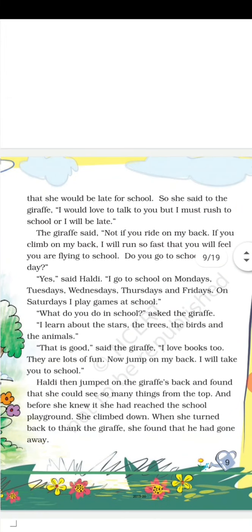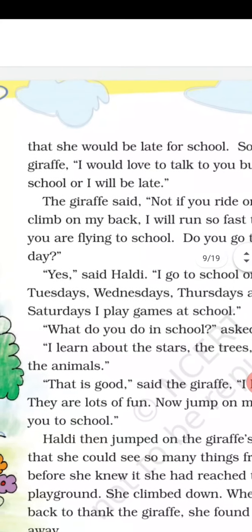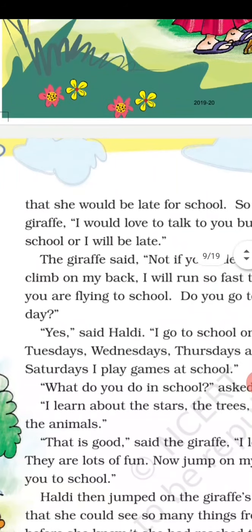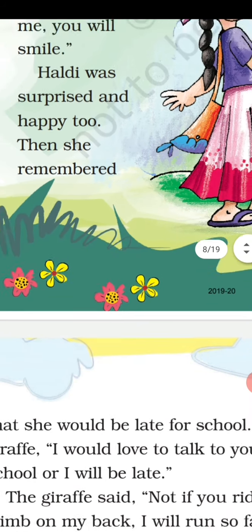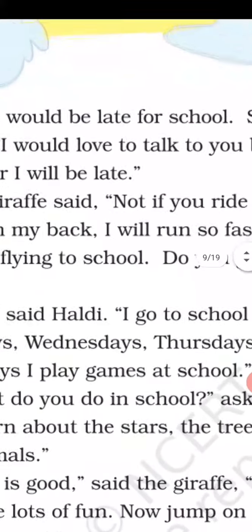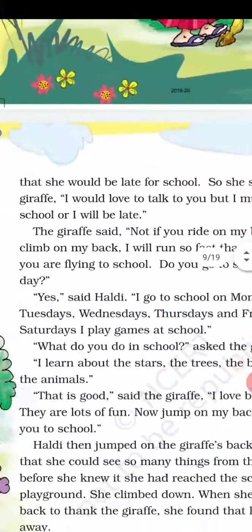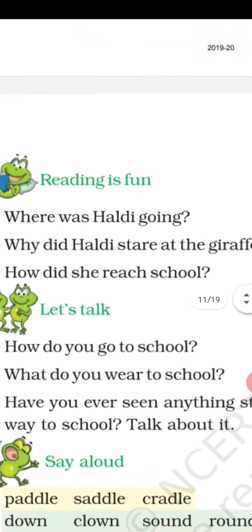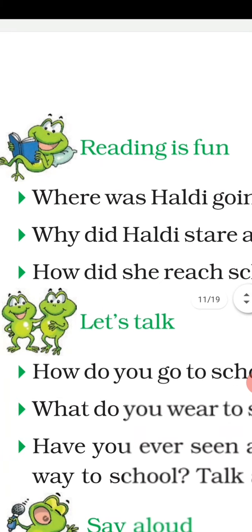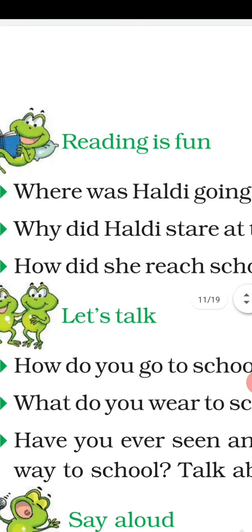Let's go to the page again here. Look at the first line. It says that she would be late for school. Can you see the first line? Because she suddenly remembered, Haldi was surprised and happy too. Then she remembered that she would be late for school. So where was she going? She was going to the school, right? So the answer to this question, where was Haldi going? You will write, Haldi was going to the, where? To the school.